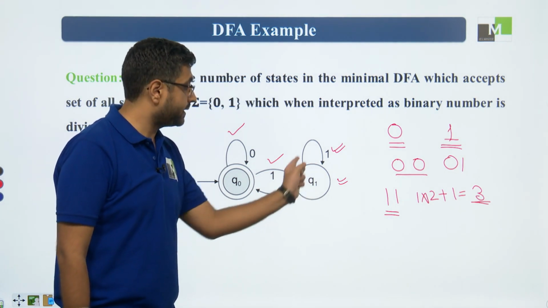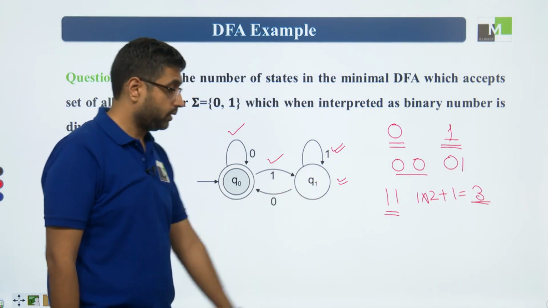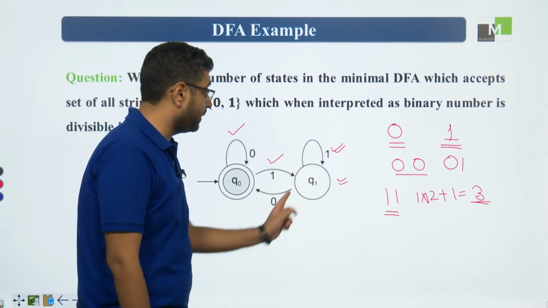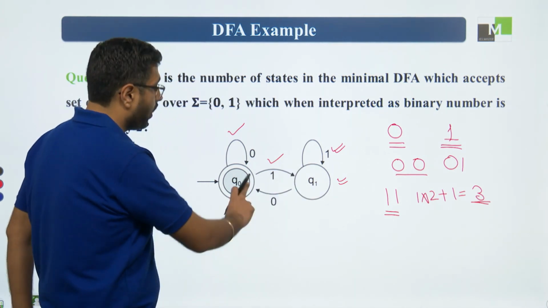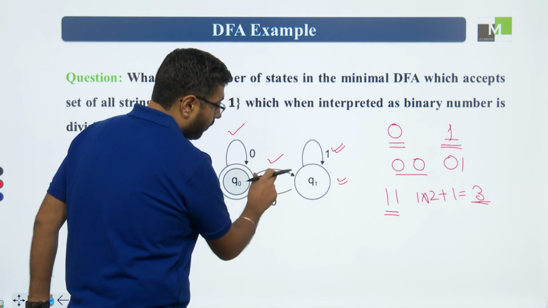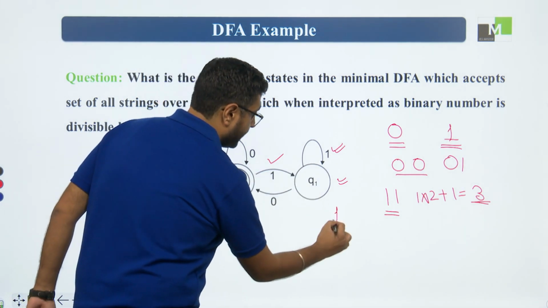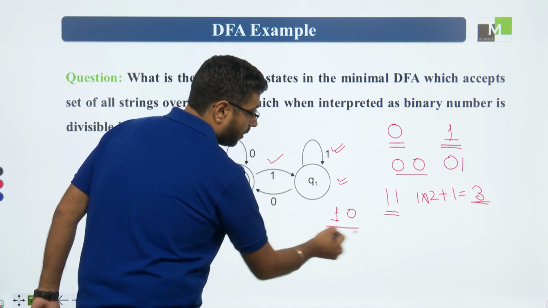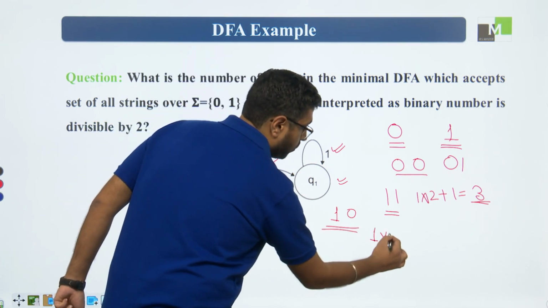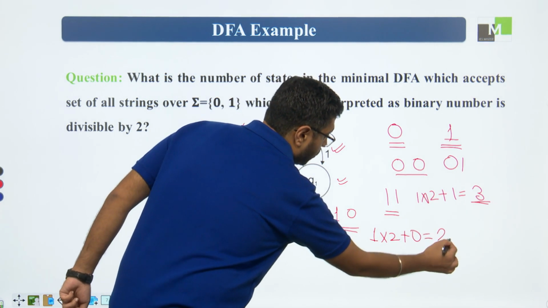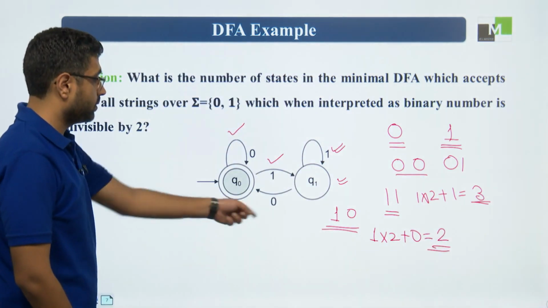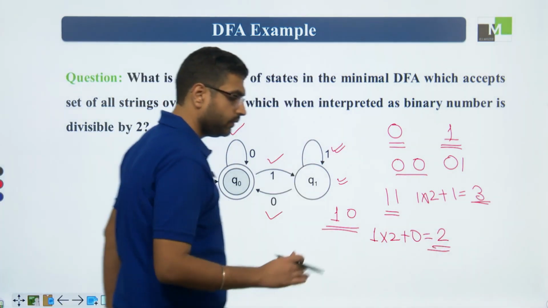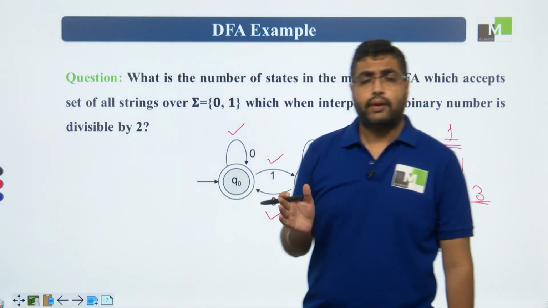Now what about Q1? We have already seen Q1 on 1. What about Q1 on 0? If we get 0 on Q1, what will we do? If 0 came on Q1, we have already got a 1, and after that we get 0. So this is 1 and then 0. I have put it like this because 1 into 2 plus 0 is nothing but 2, and 2 is divisible by 2. So therefore this goes here. Very simple, right?